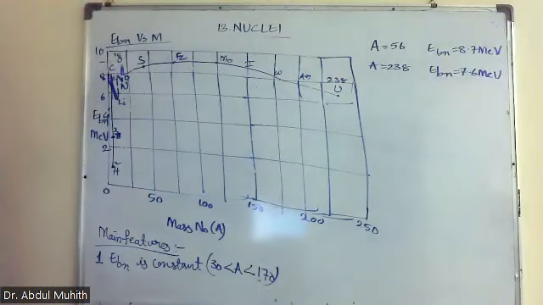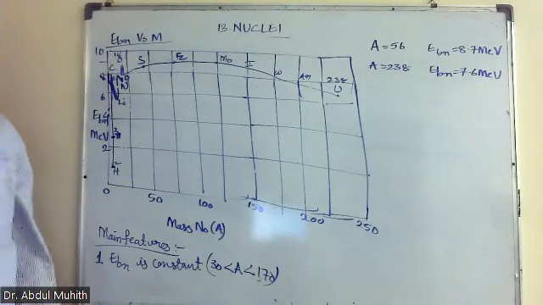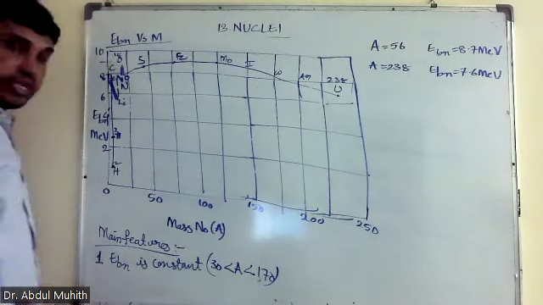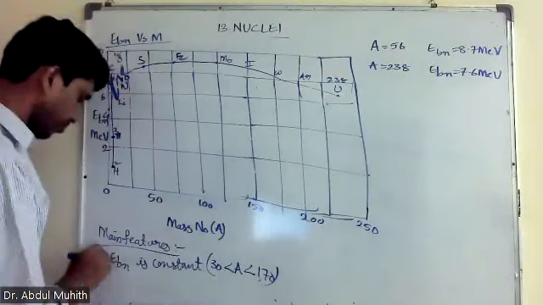A is equal to 56, binding energy is 8.7 MeV, and A is equal to 238, it is 7.6 MeV. That's the first point. The second point is what? EBN is lower for both lighter nuclei and heavy nuclei. Okay, the second conclusion or the second feature.